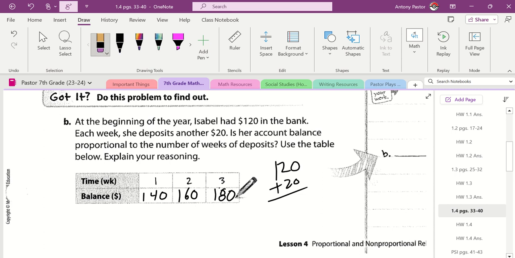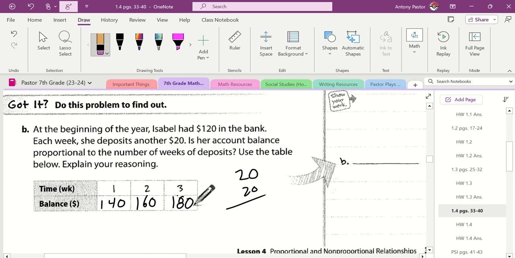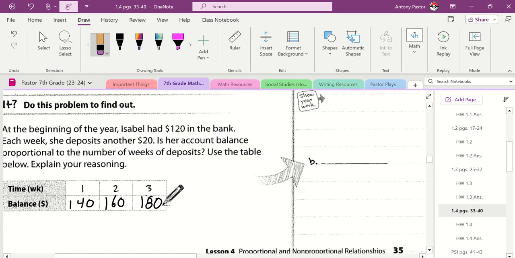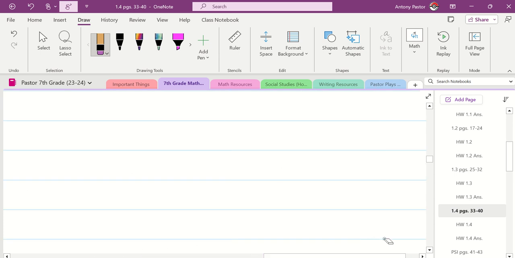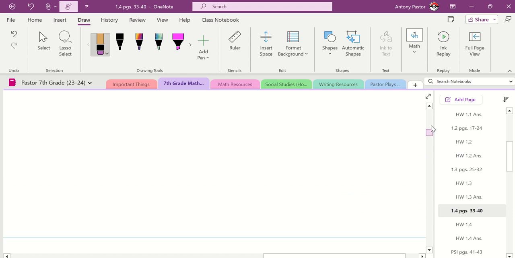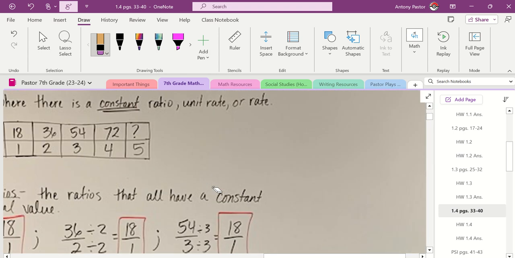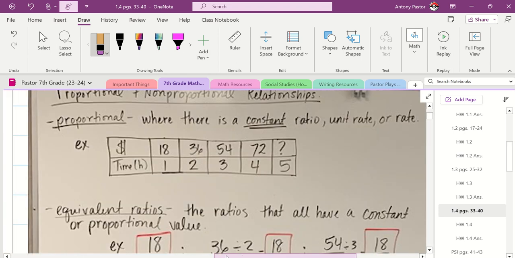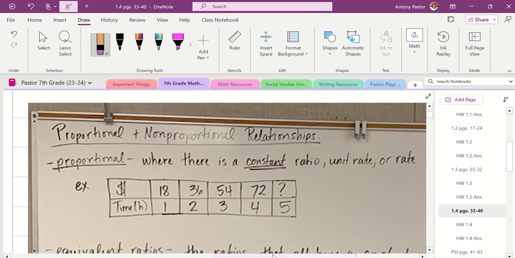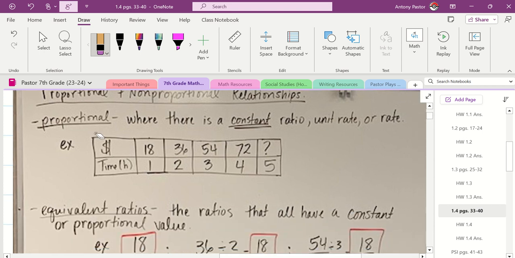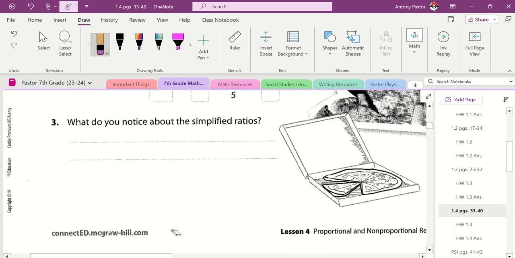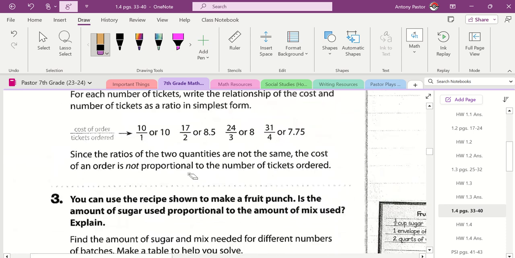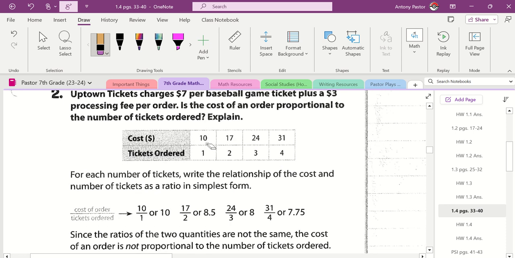So, again, I'm going to go ahead and erase this, and we are going to pull up the definition again for proportional. Where there is a constant ratio, unit rate, or rate. So, is there a constant there? Now remember, with our last example here with the tickets, there was not a constant. Well, let's see. It's saying they're not proportional.